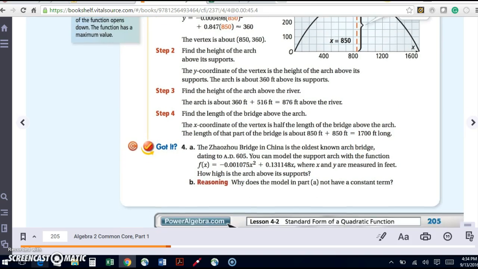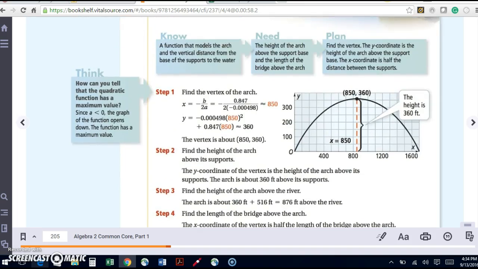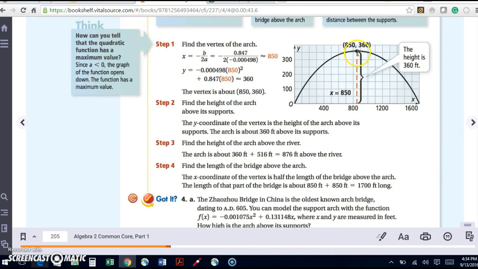All right, so let's take a look at the guide and see if we can do it on our own. Please forgive me for not pronouncing this correctly, but it says the Zhaozhou Bridge in China is the oldest known arc bridge, dating to AD 605. You can model the support arc with the function f of x equals negative 0.001075x squared plus 0.131148x, where x and y are measured in feet. How high is the arc above its support? This time, if we're looking at our arc, I'm just looking for this height right here. So when I look at my graph, I'm just looking for the height.